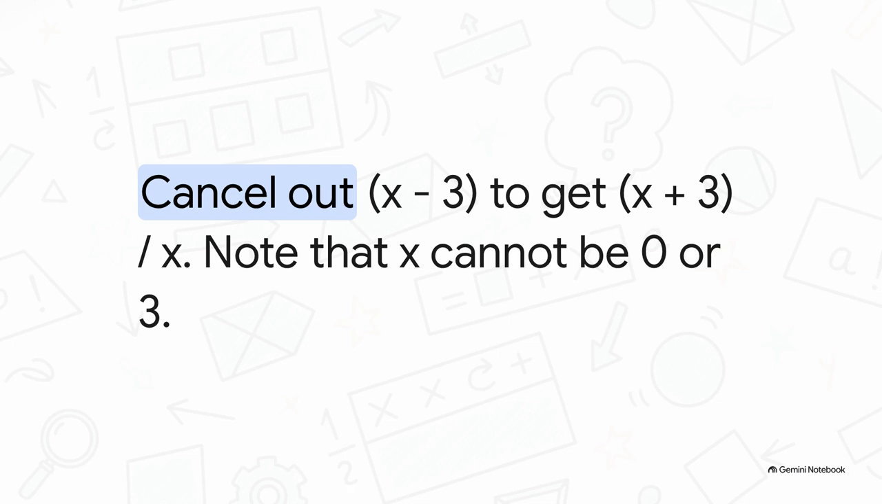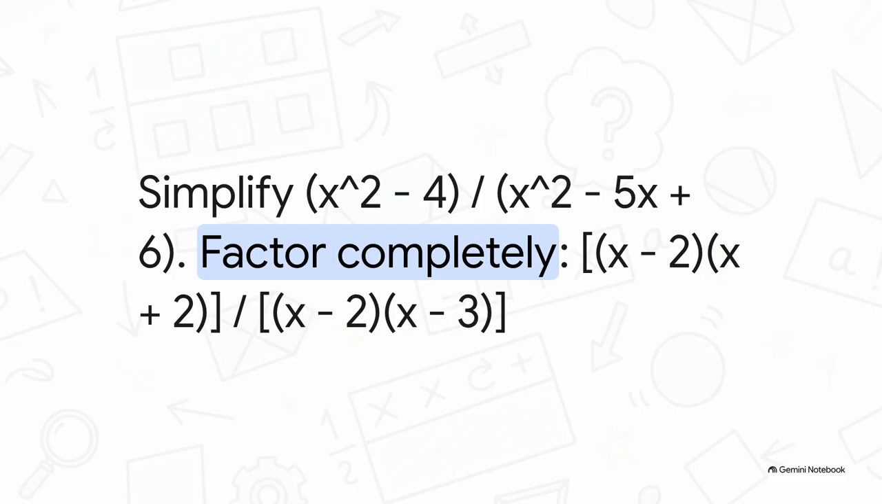We have our simplified expression, but hey, remember our early rule about the denominator? We absolutely must explicitly state that x cannot be 0 or 3. Why? Because if x were 0, that lone x on the bottom makes the whole denominator 0. And if x were 3, 3 minus 3 is 0, which again causes a total mathematical meltdown. Always protect the denominator.